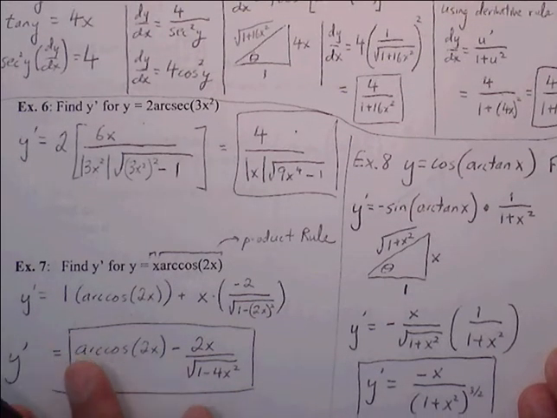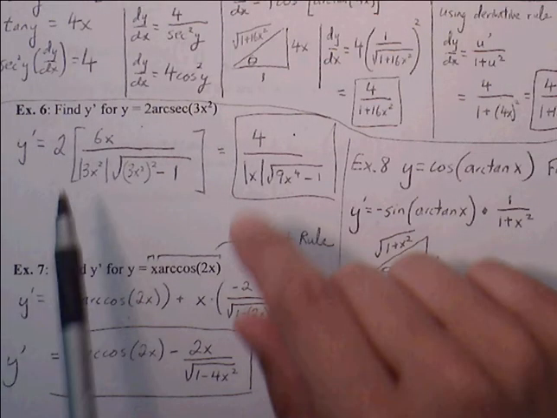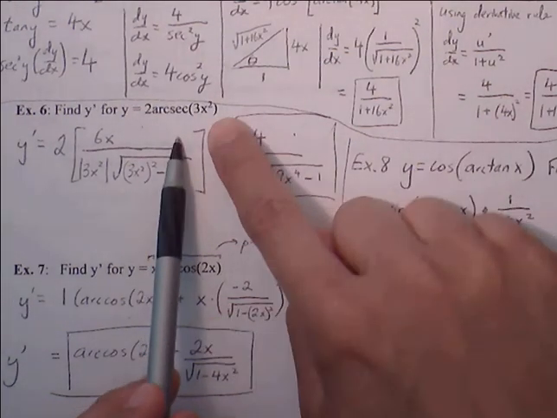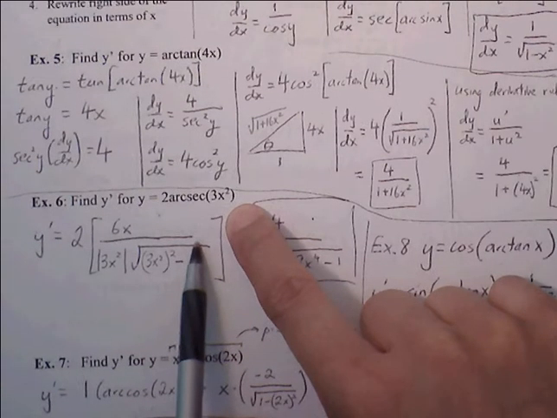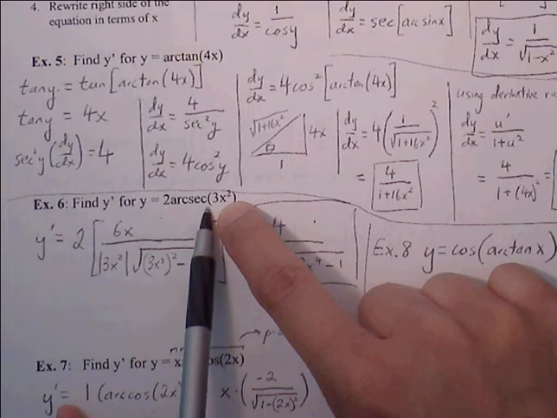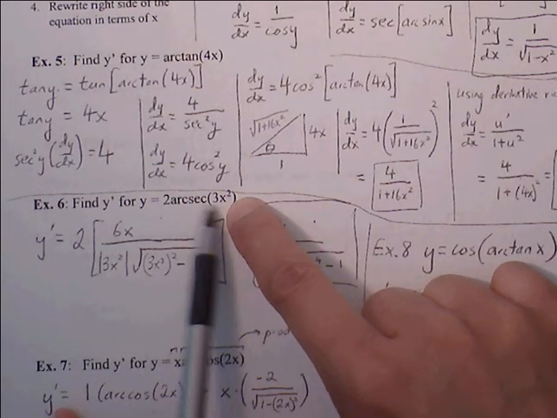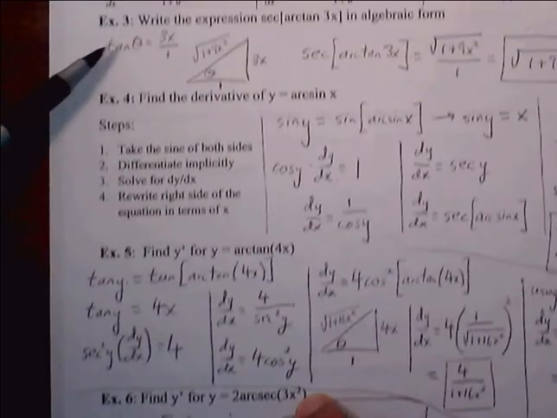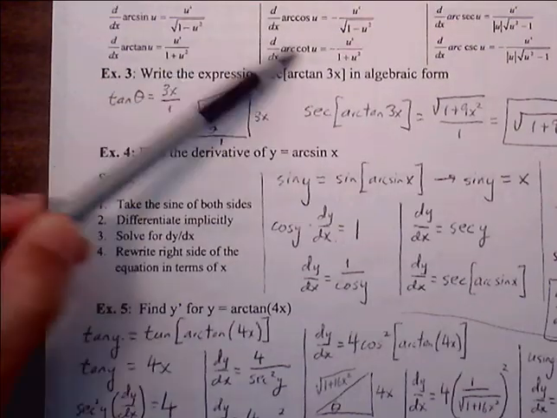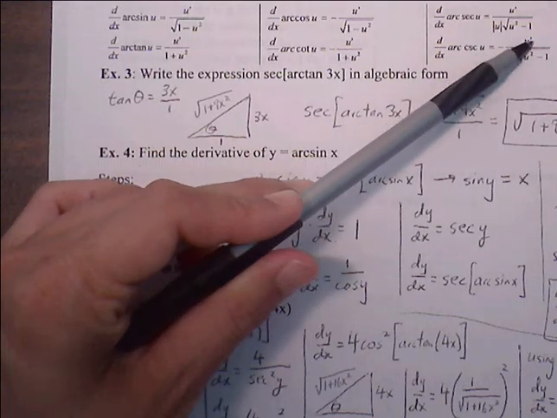All right, example 6. Find y prime for 2 arcsecant of 3x squared. I'm just going to go through using the derivative rule. So 2 is a coefficient that just kind of stays out here. Arcsecant of 3x squared. 3x squared is my u value. So we can simply use our rule for arcsecant, which is going to be u prime over absolute value of u times square root of u squared minus 1.